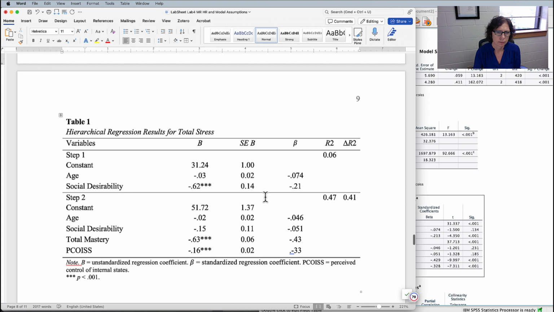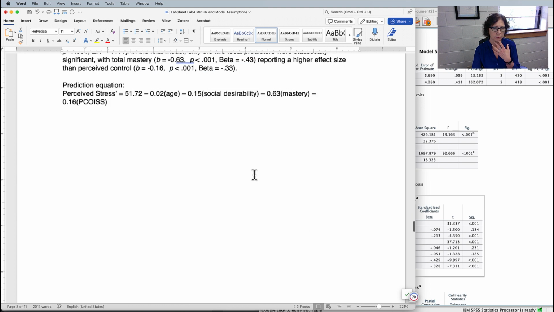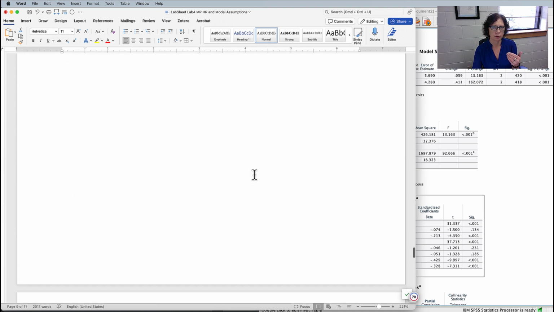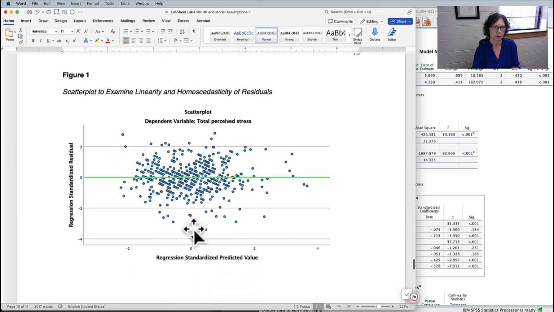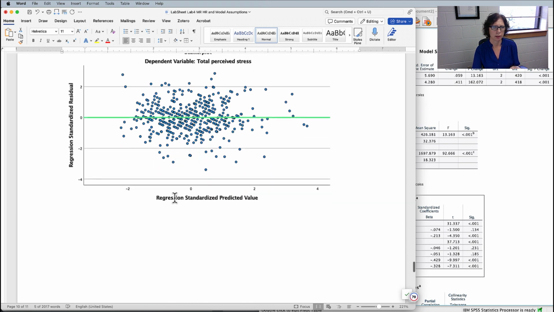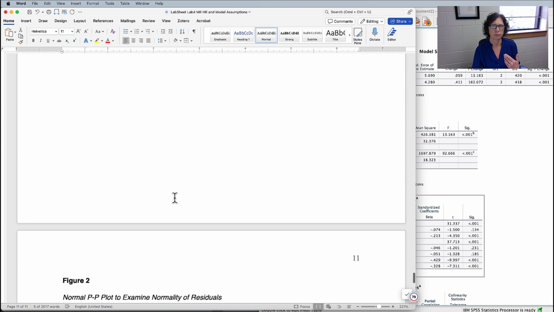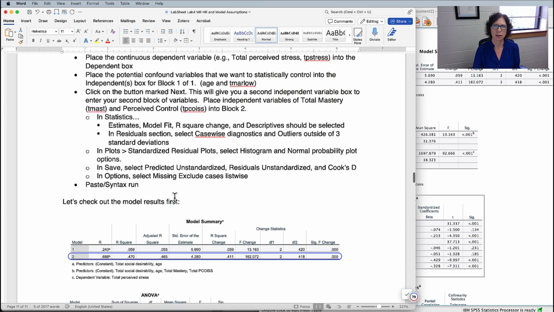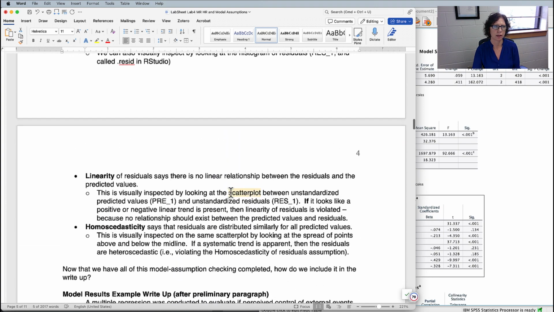Okay. And then the figures that I selected for the assumptions. And then again, your figures and tables go on separate pages. Here's my figure 1. And here's my figure 2. And in the homework, I ask you for 3 figures, so you'll need to decide what figures you're going to use.